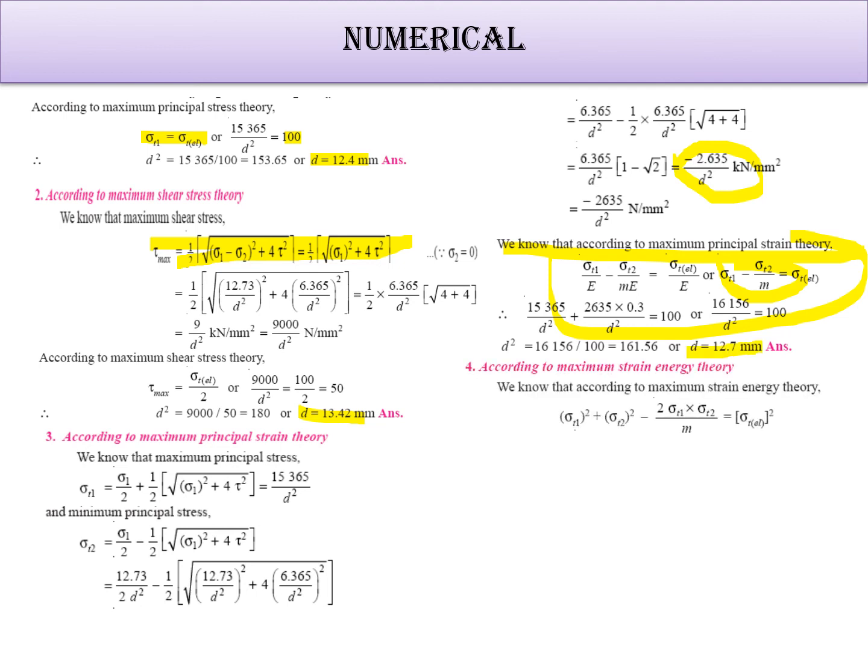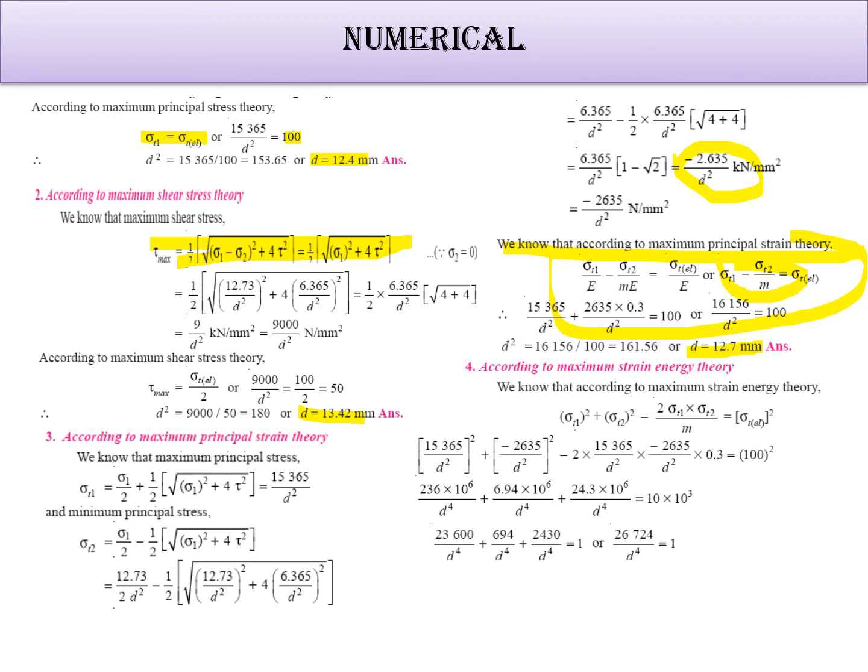Same thing for strain energy theory. We now have the maximum principal stress and minimum principal stress. Put that value only, just solve it. By solving, you will get the value of D as 12.78. Okay, we have put the values here and we solved it in a very simple way. Solve this bracket, and then solve this term. D raised to 4 is common for all, so we can add all these things. By adding all these things, we get these terms and you get the answer.